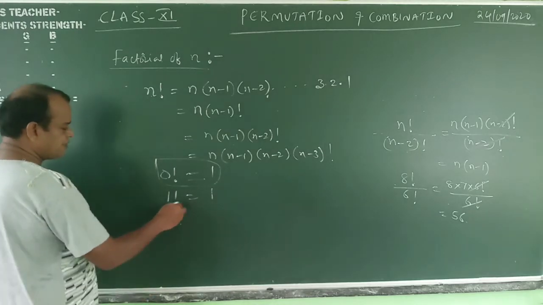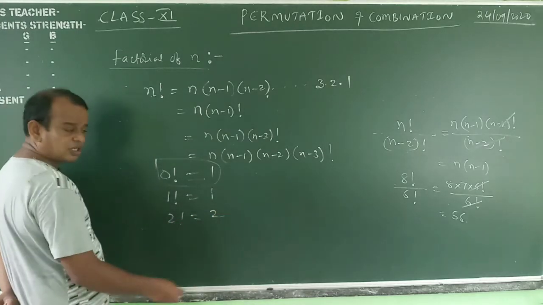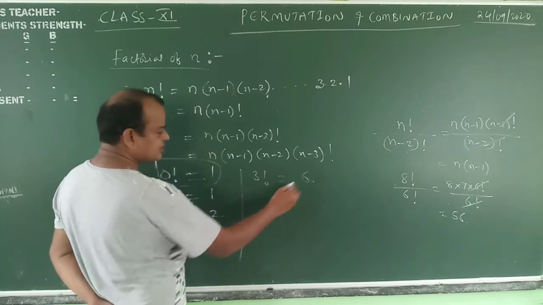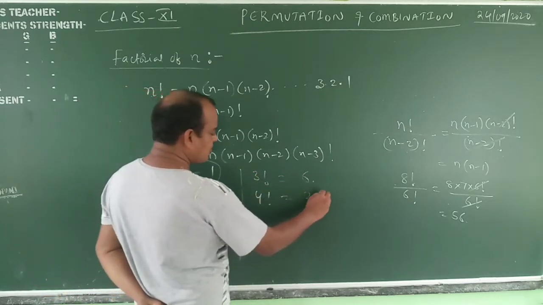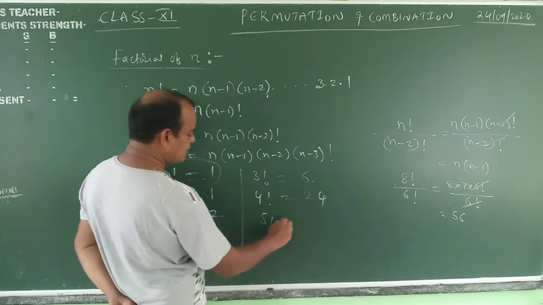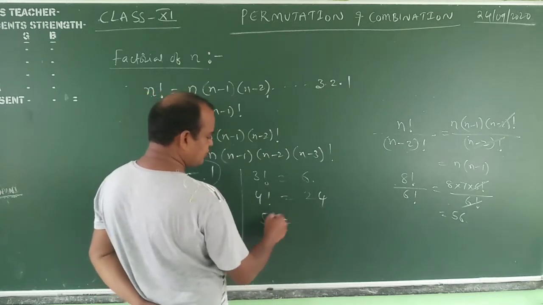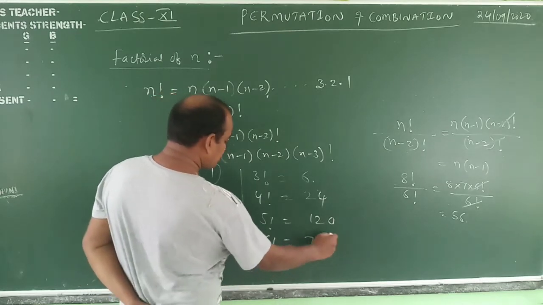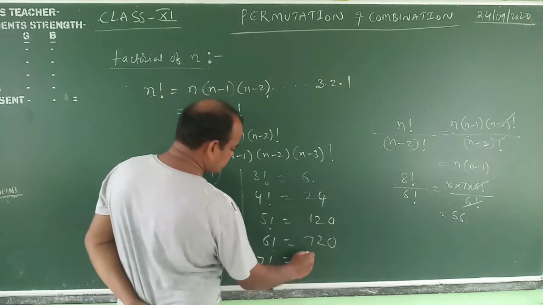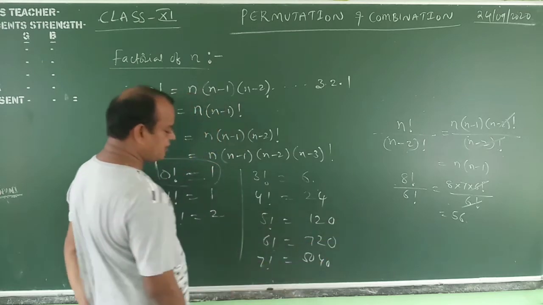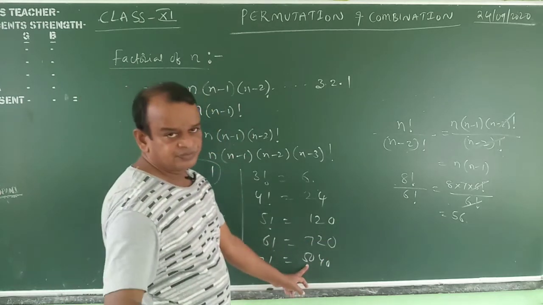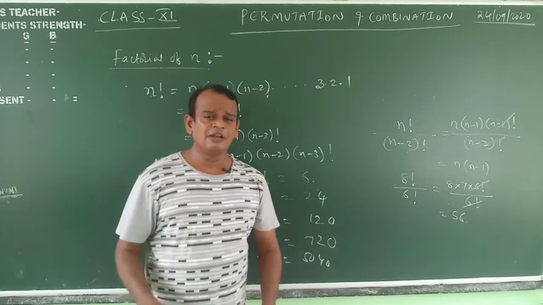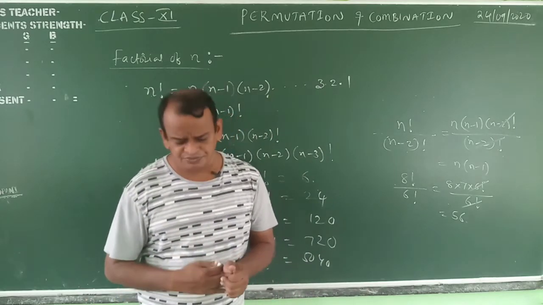0 factorial means 1, 1 factorial means 1, 2 factorial means 2. Okay, my dear students, 3 factorial means how much? 3 into 2 into 1, 6. 4 factorial means 24. 5 factorial means 5 into 24, which is 120. 6 factorial means 720. 7 factorial means 5040. Now we will write 8 factorial: 8 factorial means this one into 8. In this way we will do the problems.